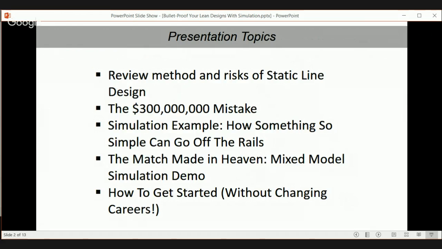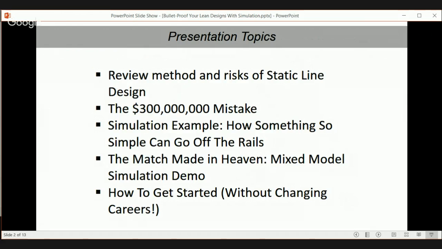I'll share with you a case history. This is the $300 million mistake, and I didn't make this up. This is an actual example that involves simulation. So I think you'll be interested to hear that. And then more to the point of this webinar, we're going to talk about another case history that involved me personally. This was one of my first line design projects as a professional lean consultant, quite a few years ago now.